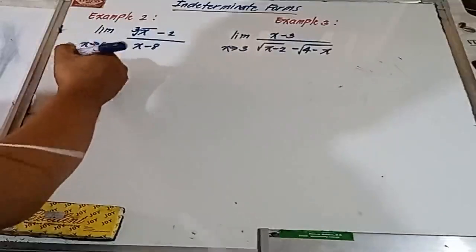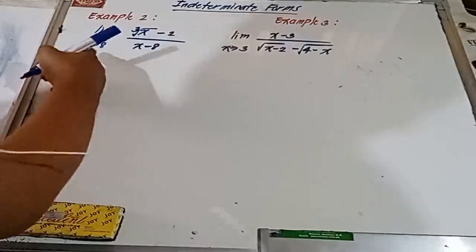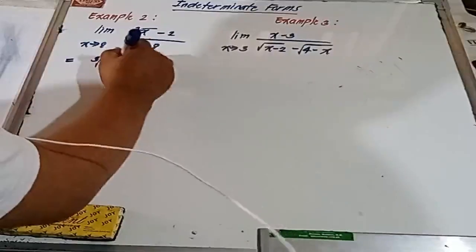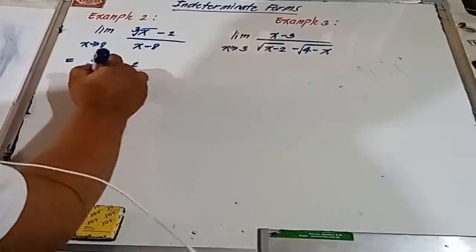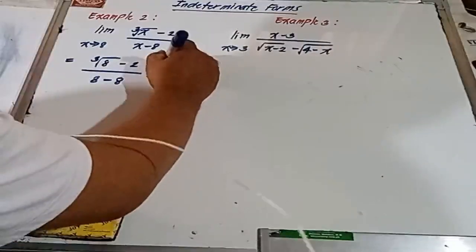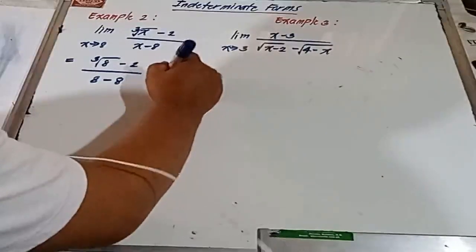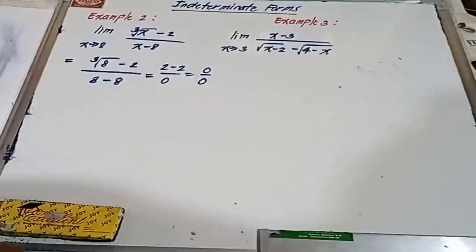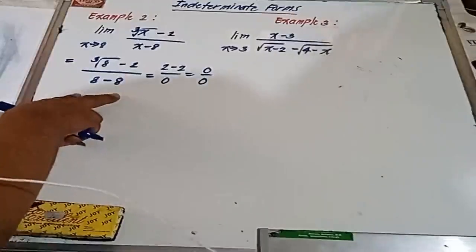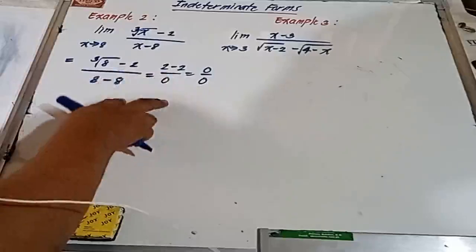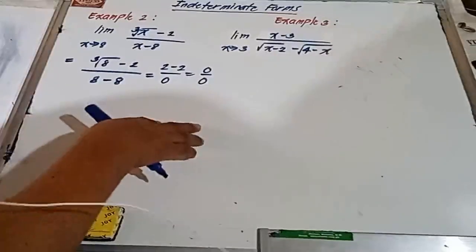Okay, tingnan natin. If x is 8, that will be cube root of 8 minus 2 all over 8 minus 8. We have cube root of 8 is 2. 2 minus 2 over 0, we have 0 over 0. So this is an example of a limit of a function na indeterminate form. But it doesn't mean na limit does not exist. Okay?